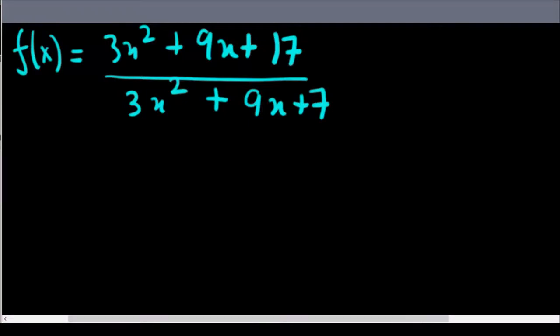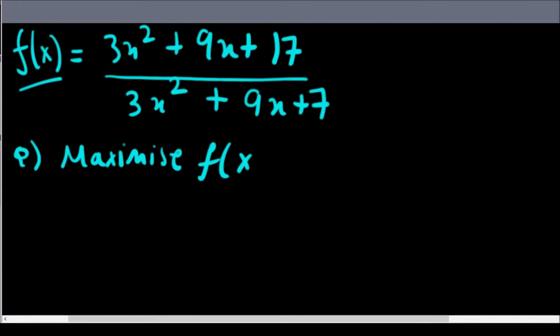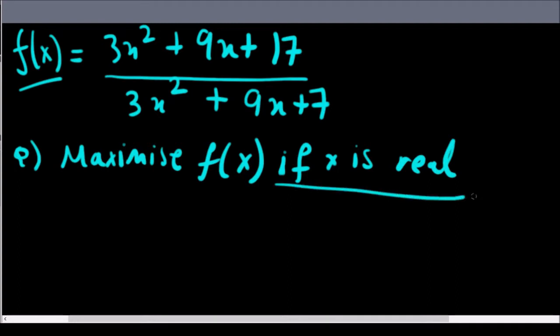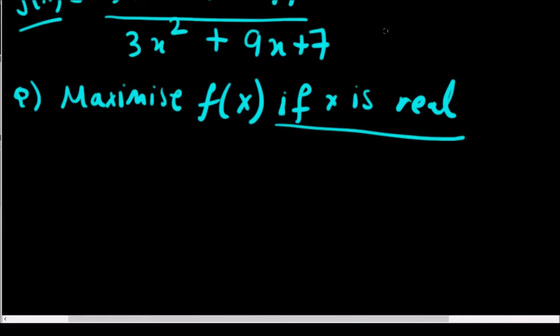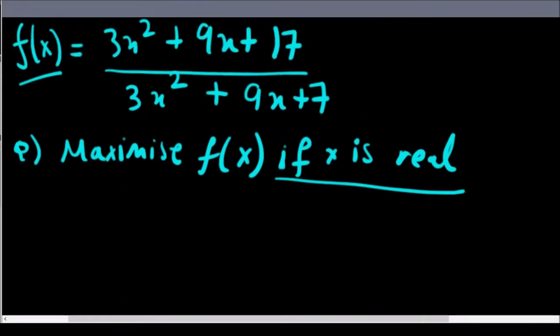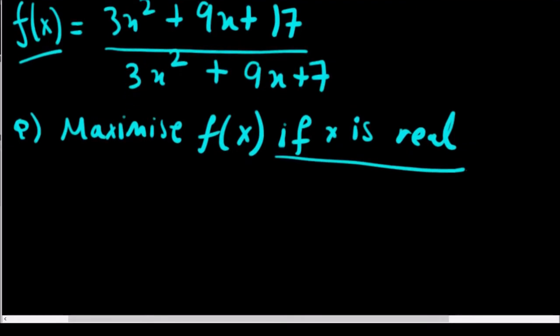So here is another question where we have to maximize a function, in this case f of x. So the question is maximize f of x, that is to find the maximum value of f of x if x is real. So this is the condition which we have to satisfy, that is x cannot take any complex values. It turns out that this condition is actually essential for solving this problem. Without this condition we won't have enough information, we won't be able to solve the question.